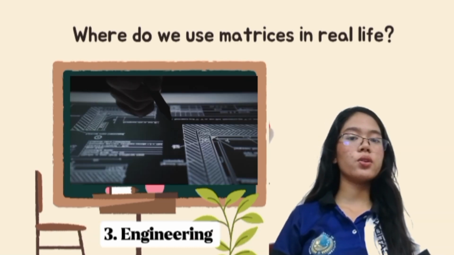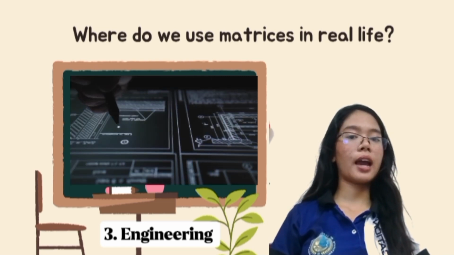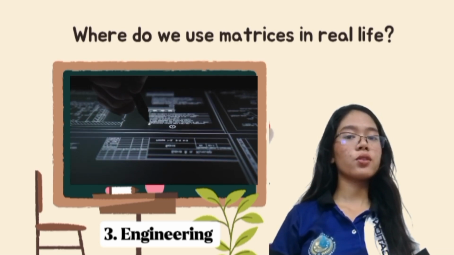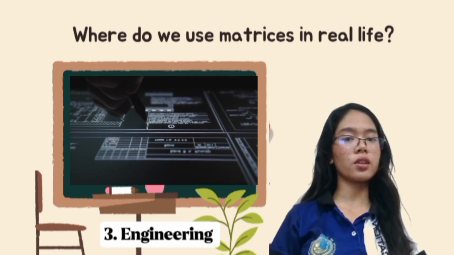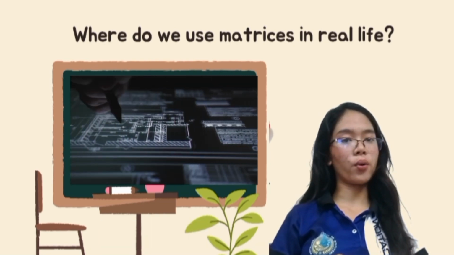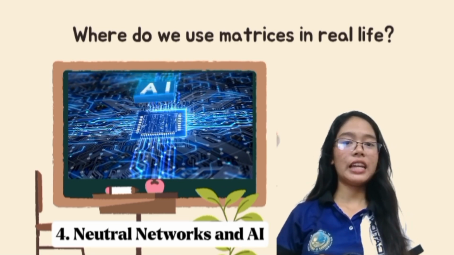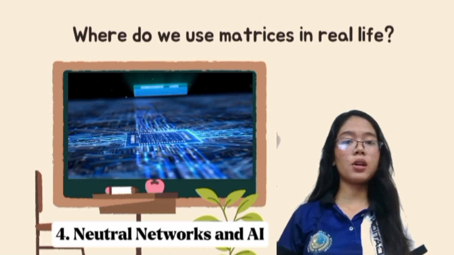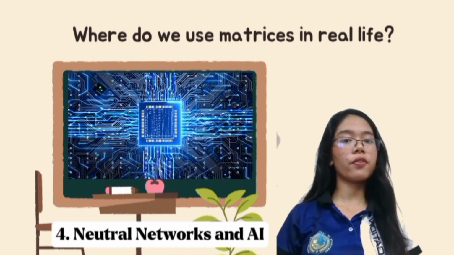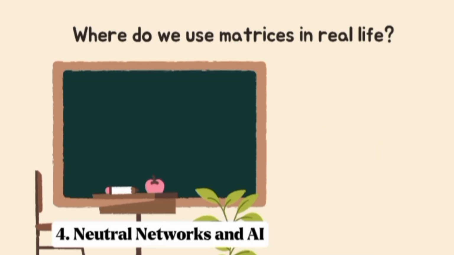Engineers also use matrices in areas like civil, electrical, and mechanical engineering. For example, in civil engineering, matrices help solve systems of equations that model things like force in bridges or traffic flow. In neural networks and AI, yes, even artificial intelligence, machine learning models use matrices to process large amounts of data, like recognizing faces or translating languages.